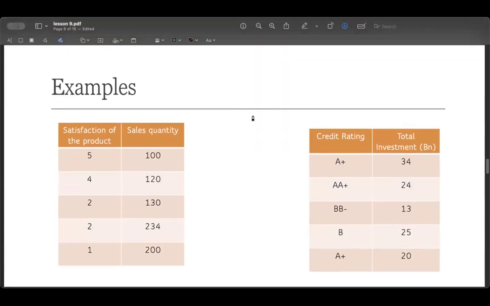Now they have given us some examples. For the first one, satisfaction of the product, they have measured and ranked the satisfaction level. Give me 1 minute. Oh, okay.